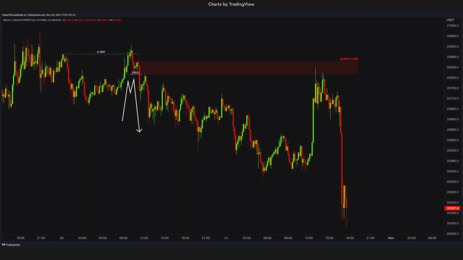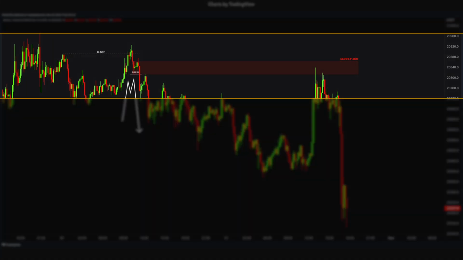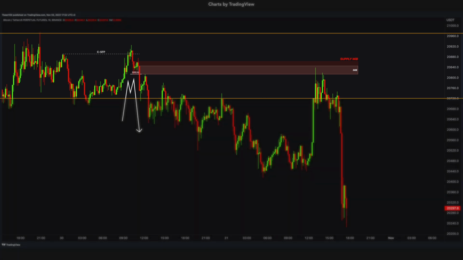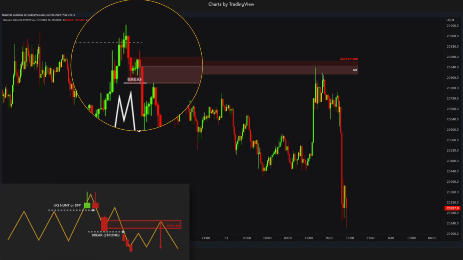Our high quality break actually leaves a giant imbalance behind. Some of it filled, but not all of it. This is a great combination of imbalance and mitigation block. Actually, there is also an order block here, three structures together and touching each other. So overall, this area is my extreme interest area.